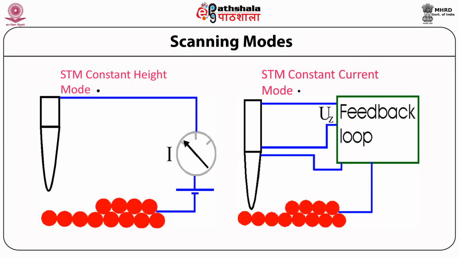So let us now discuss the two scanning modes of the scanning tunneling microscope. First, on the left-hand side is the STM constant height mode, and on the right-hand side, this shows the STM constant current mode.